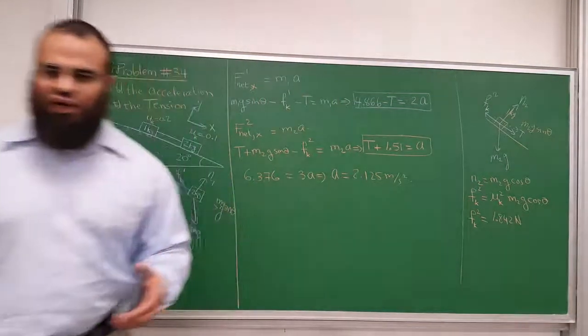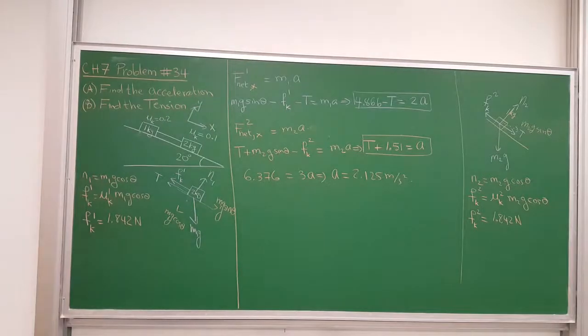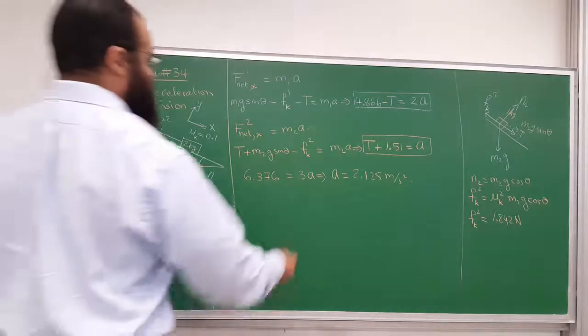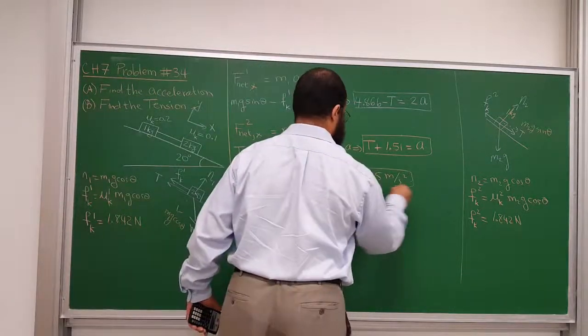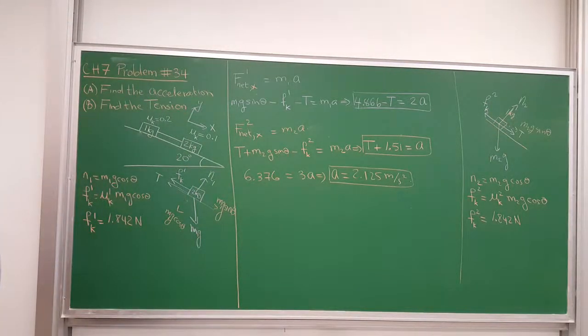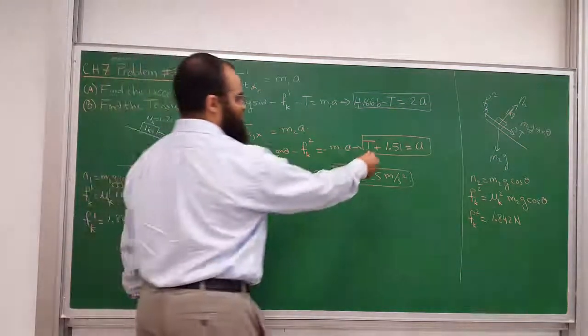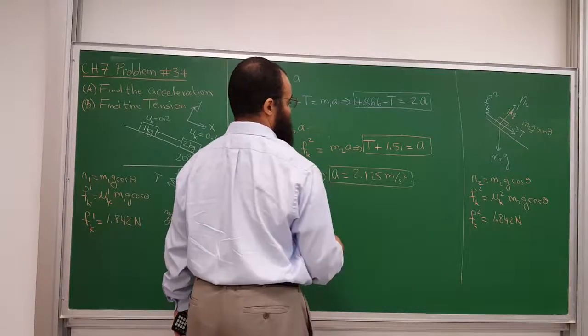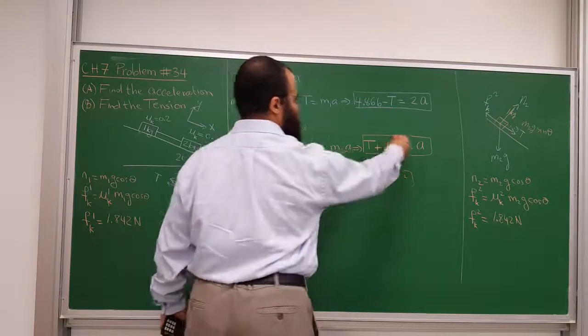Let me just check my solution here. Give me a moment. So the solution says 2.12 meters per second squared. Yeah, so we're good. So that's the acceleration. And now, we need to calculate the tension. Well, we have options now to calculate the tension. You can go to this equation and calculate the tension, or go to this equation and calculate it. I think this is simpler.